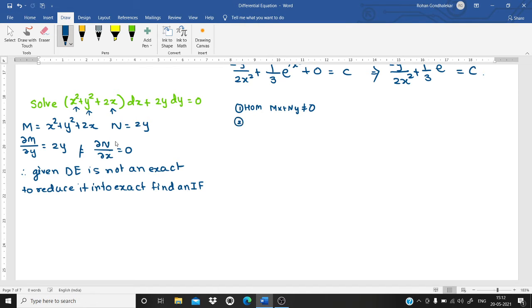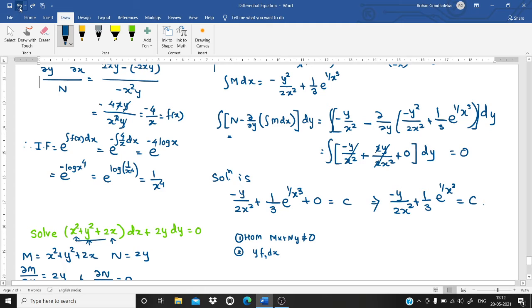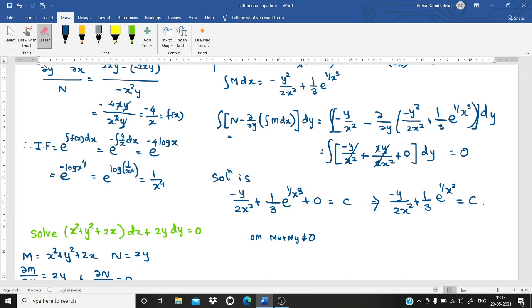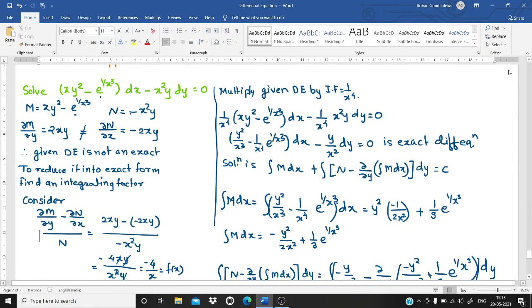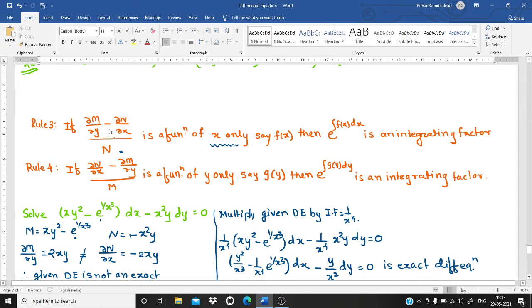What is the second rule? We must be able to get y common from M. So is it possible to get y common from M? This is our M. Can we take y common from it? No, we cannot. So the second rule also fails. Are you clear with this? Okay. So now what about the third rule? In the third rule, what is expected? Look at it: ∂M/∂y minus ∂N/∂x upon N. The value of this quotient should be a function of x only.